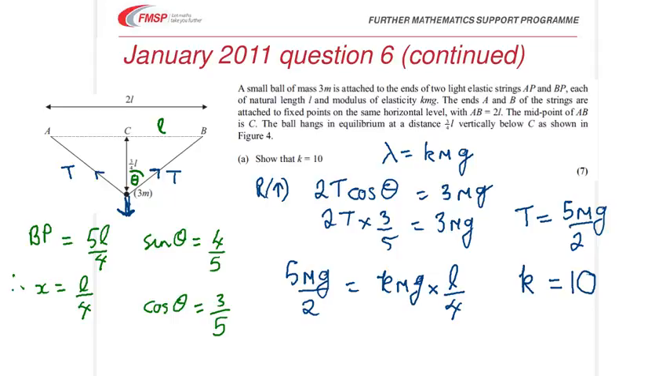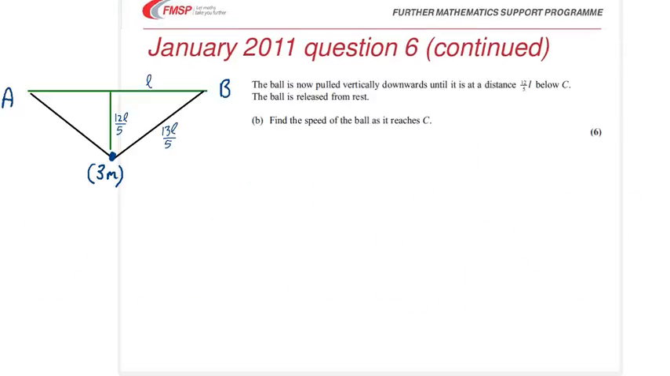Surprisingly high scoring. That's that part of the question done. The second part of the question brings in energy. In the second part, the ball's pulled further down, so it's now a distance 12L over 5 below C. C is here. Then it's released from rest, and we've got to find the speed of the ball as it reaches C.